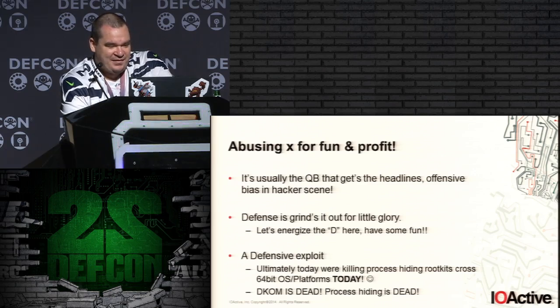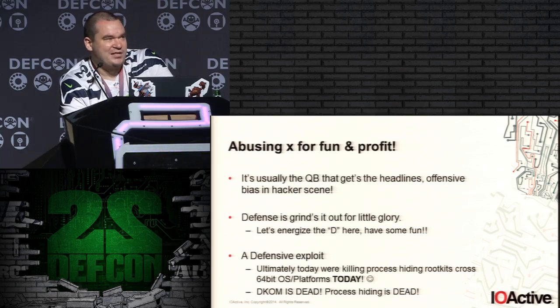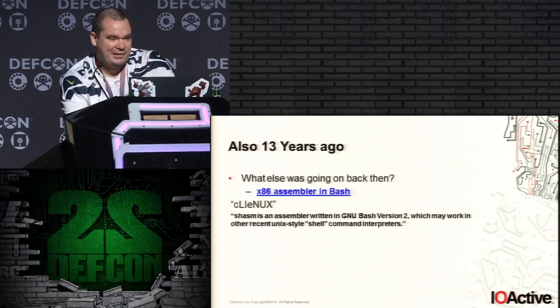So what we've got today is the death of DKOM, which is the direct kernel object modification stuff. Process hiding is dead. Anyone doing process hiding rootkits, they might as well just be like a wrapper or something else, easily detectable. That technique is effectively dead now. There's no hiding from it.